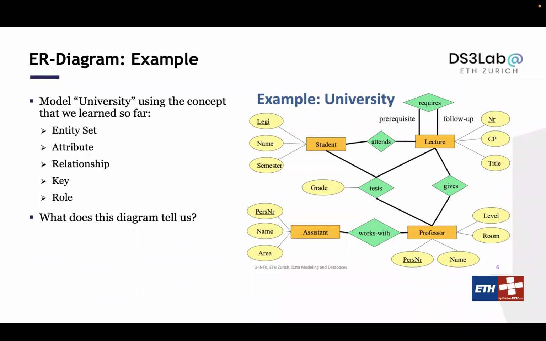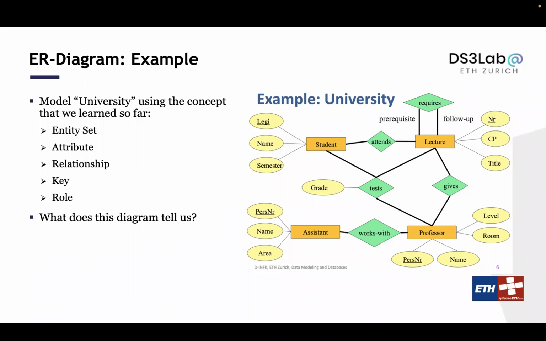And then they participate in different relationships. For example, there's a relationship attends between the student entity set and the lecture entity set. Student attends lecture. There is the gives relationship between lecture and professor. Professor gives lecture. And within lecture, some of them are the prerequisite of another lecture, so you have another relationship, requires, connecting 2 entity sets, but they're both the lecture entity set. So one lecture plays the role of prerequisite, another lecture plays the role of the follow-up lecture.